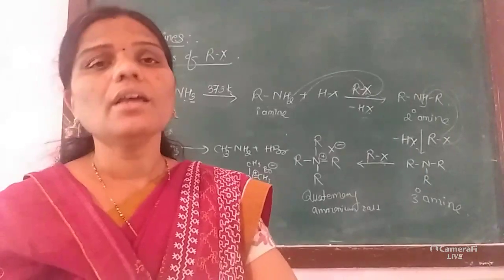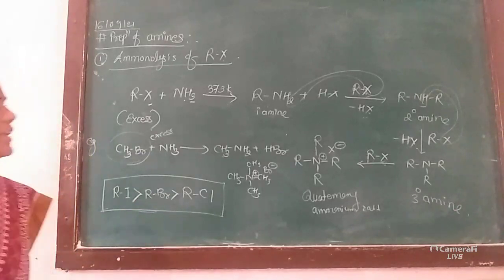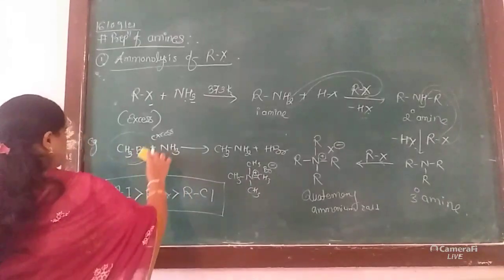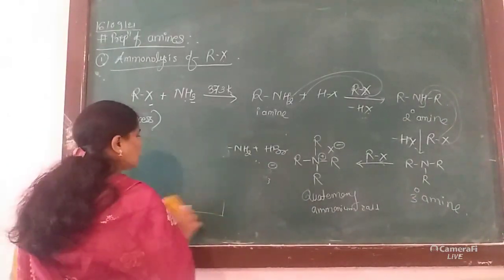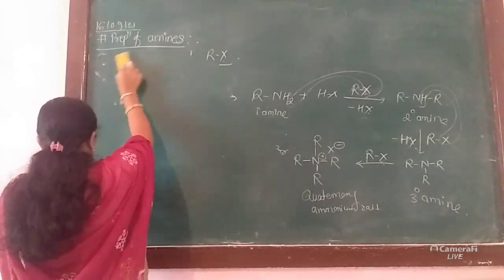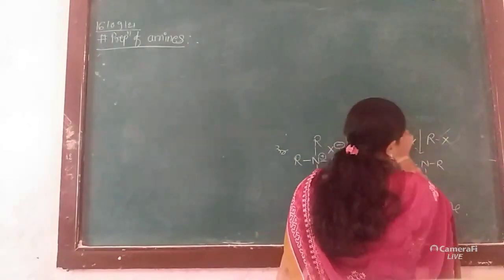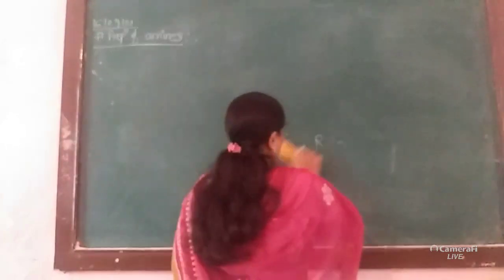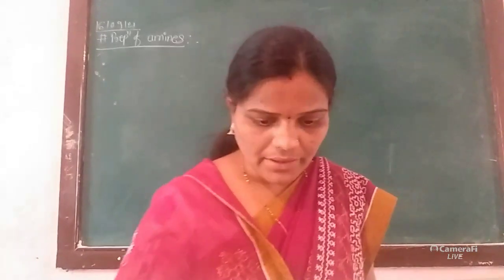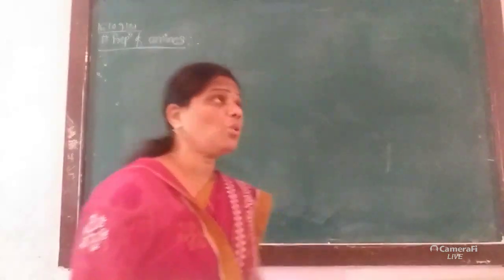Okay, so in this method we prepare either the primary amine or the quaternary ammonium salt by this ammonolysis process. Okay, so this is the first method. Now we see the second method for the formation of amines, which is the reduction of nitro compounds.